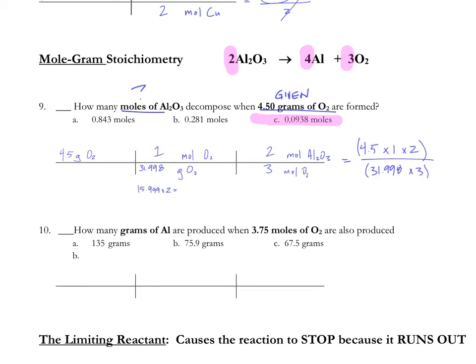Number 10. How many grams of aluminum are produced when 3.75 moles of O2 are produced? So here's my given information.